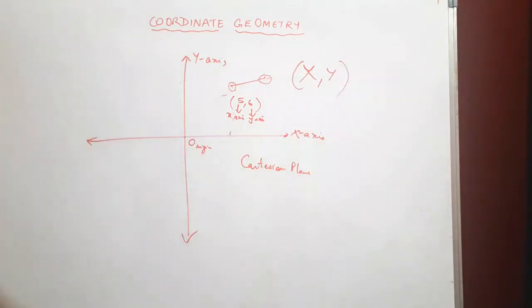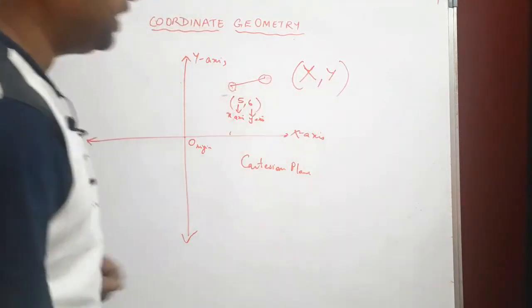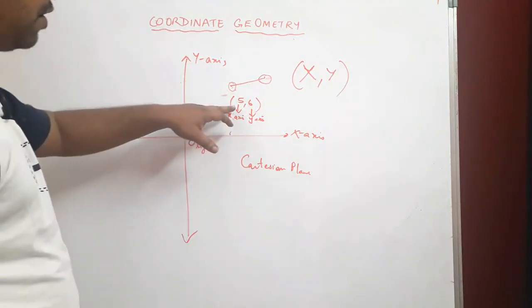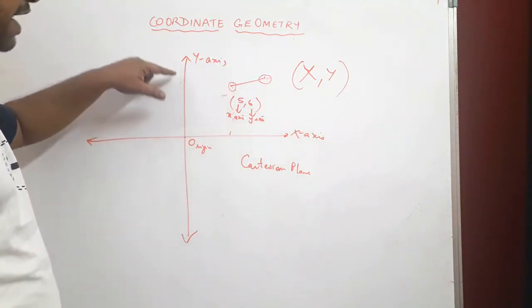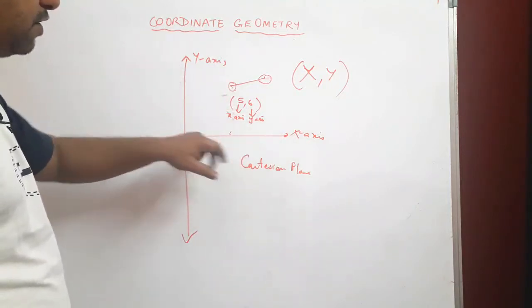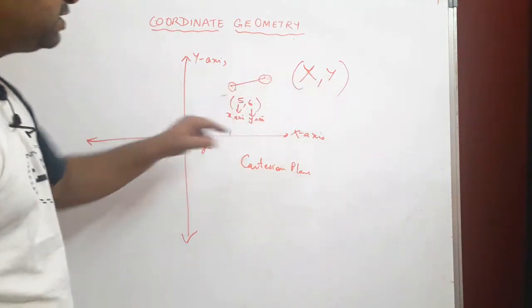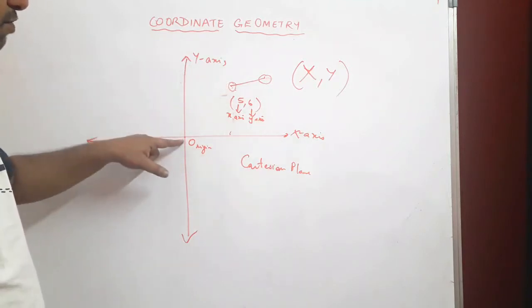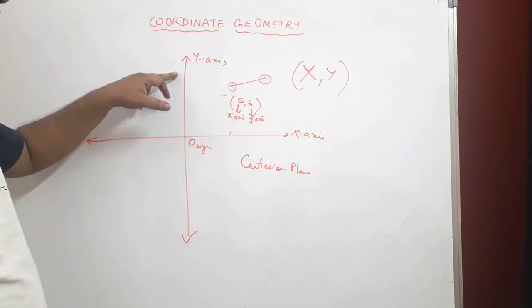It is always given in this fashion, and that x comma y tells you the distance of the point on the x-axis from the point 0, and the y tells you the distance of that particular point from 0, or the origin, on the y-axis.